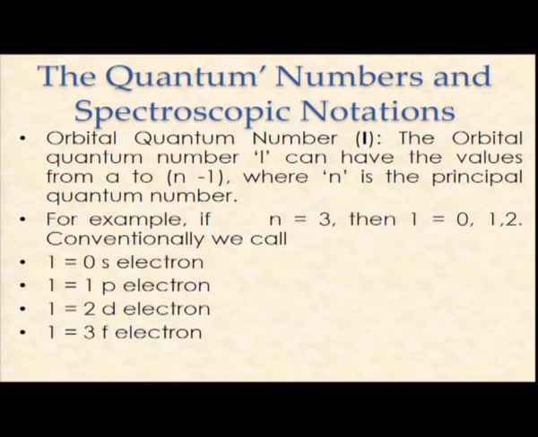The next quantum number is the orbital quantum number, small l. The orbital quantum number l can have values from 0 to n minus 1, where n is the principal quantum number. For example, if n is equal to 3, then the orbital quantum number can have values 0, 1, 2. Conventionally, we call l equal to 0 an s electron, l equal to 1 a p electron, l equal to 2 a d electron, l equal to 3 an f electron. So the orbital quantum number is used to represent the sub-orbitals or sub-energy levels.